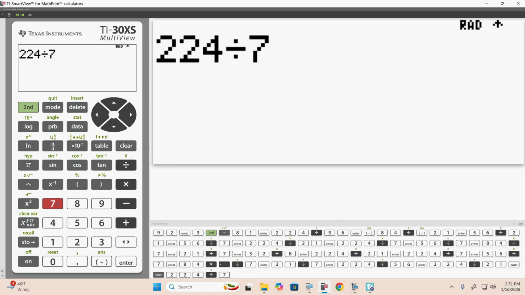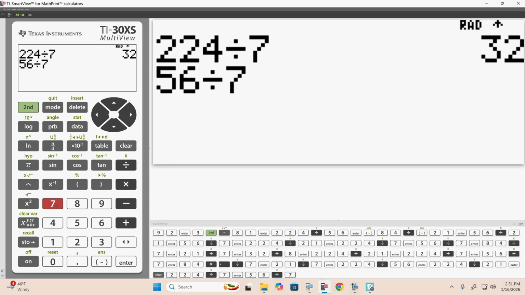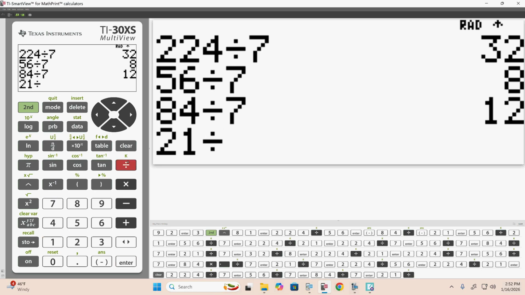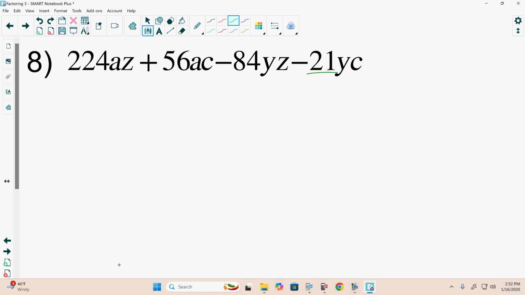So 224 divided by 7 is 32. 56 divided by 7 is 8. What was the next one? 84 divided by 7 is 12. And 21 divided by 7 is 3. So if you already were working it and pulled out those other two numbers, 56 and 21, work it out, see where we get. You want to do it.